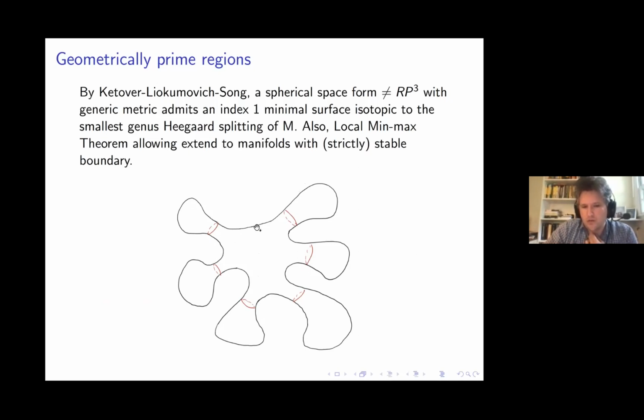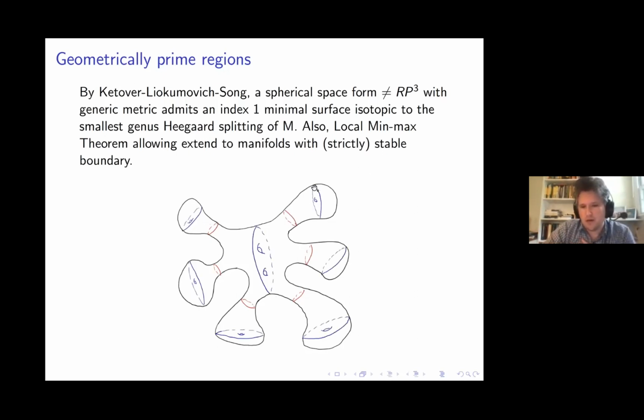And what we do then to find the index 1 ones is we use a min-max procedure, and that basically says that when I have a three-manifold with Heegaard splitting of smallest genus, I can isotope that Heegaard surface to a surface of index 1, and the result is the technique is robust enough that you can apply to manifolds with stable boundary, which is our case.